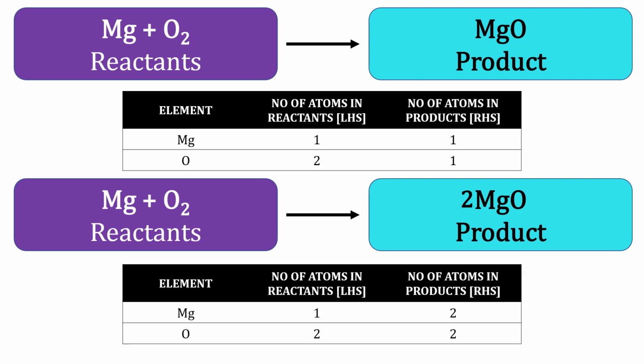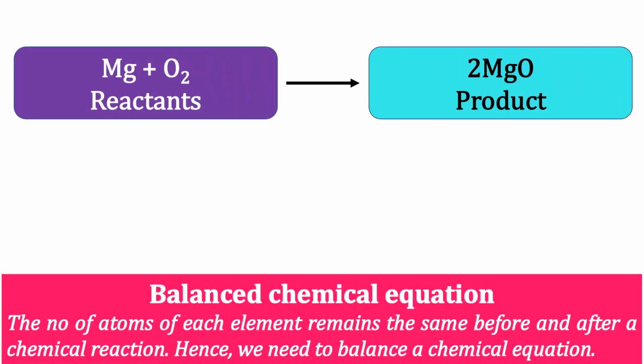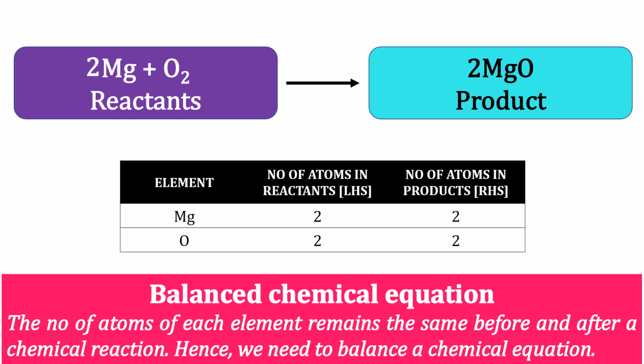Let's take a look at the number of atoms on both the sides. Magnesium has one atom on the reactant side and two on the product side. Oxygen has two atoms on both reactant and product side. The equation needs a little more work to balance the magnesium atoms. In order to balance the magnesium atoms, let us add the smallest coefficient 2 to the magnesium atom on the reactant side. Now count the number of atoms on both reactant and product sides of the equation.